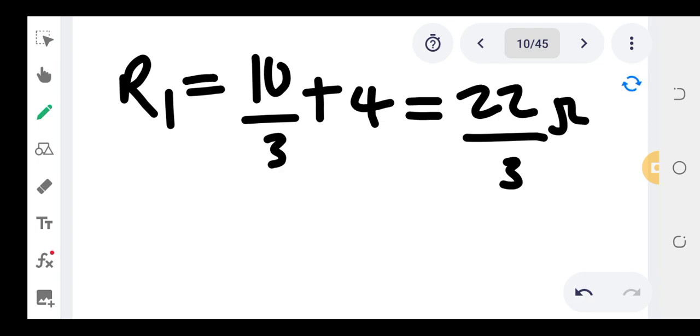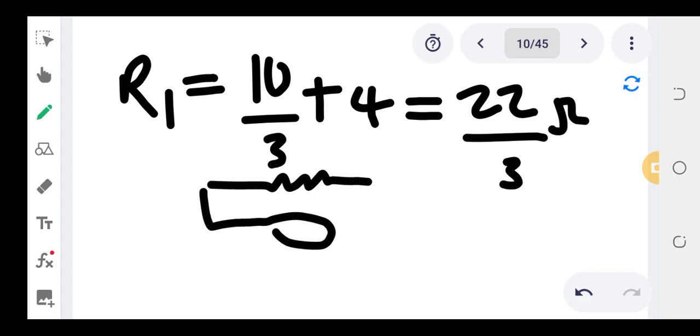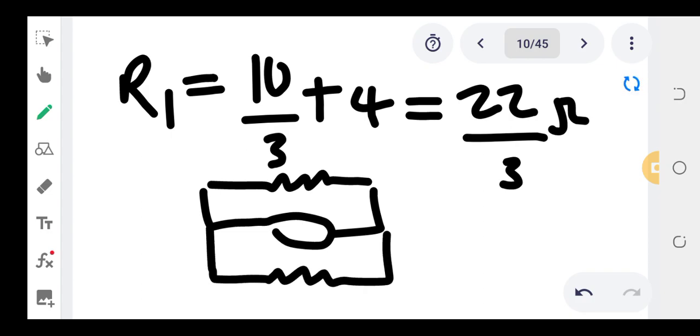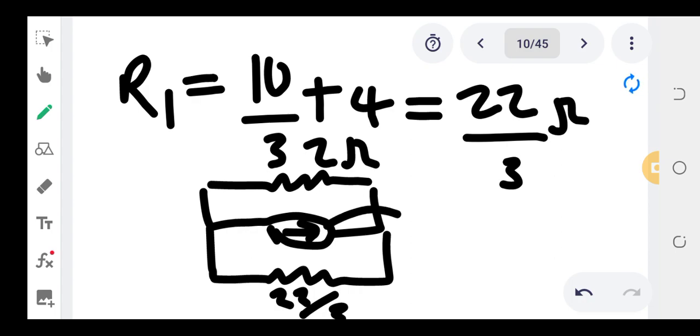So in other words, the circuit that we have remained with reduces to this. We have got a 2 ohms. Then here we have got a 22 over 3. Then here we have got the current source with 6 amps. So that's what we have.